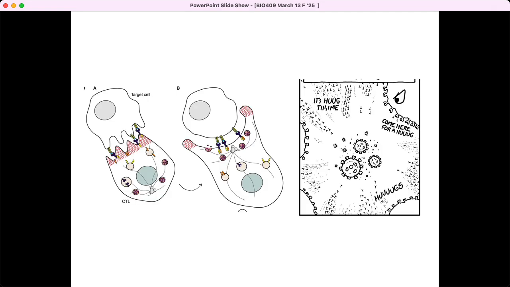Okay, so this is the immunological synapse. First we have an actual schematic of it happening on the left. And then here we have a little cartoon that I found that I think is really great because it's hug time, right? They're literally going to rearrange their cytoskeleton here to wrap around the target cell.